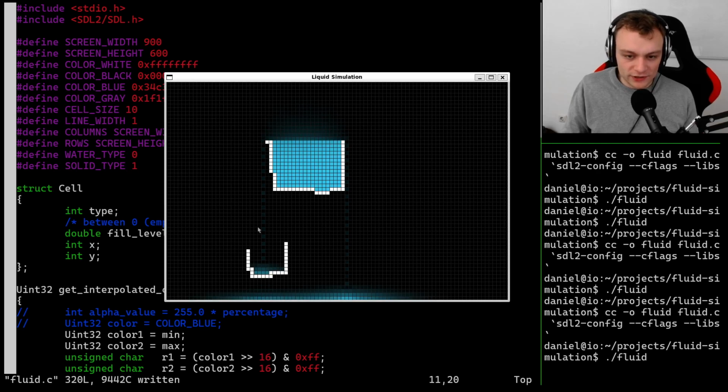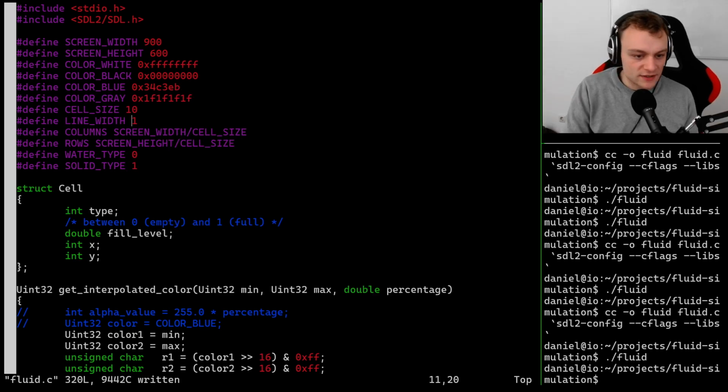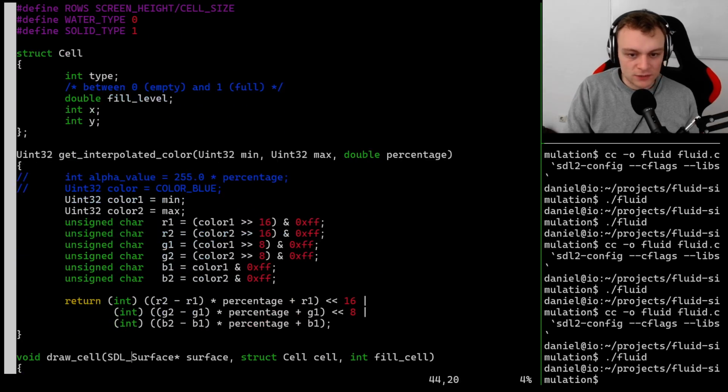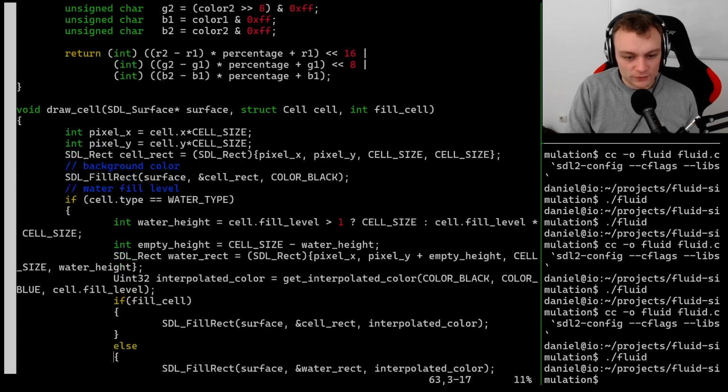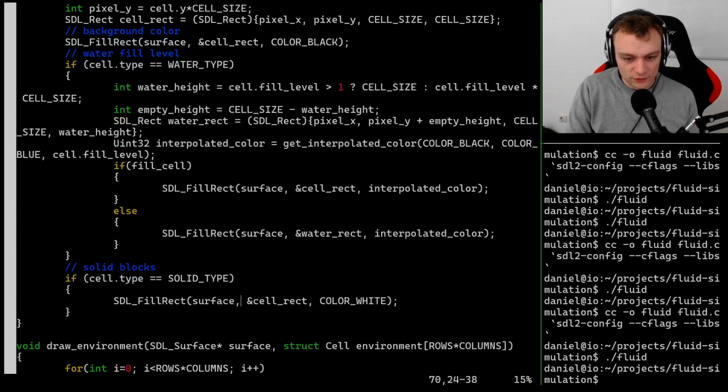I mean, it's working. Maybe it looks so gaseous, so much like a gas, because the minimum value of the interpolated colors is just black, and that's just too dark, so it looks opaque. But maybe we should get an interpolated color between two different blues. That would probably improve a lot. So let's get a hex.